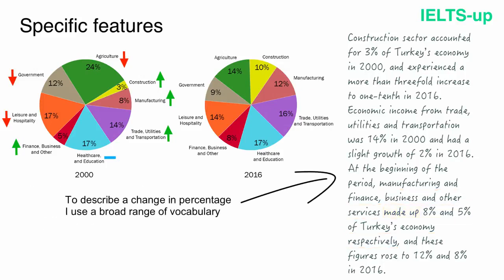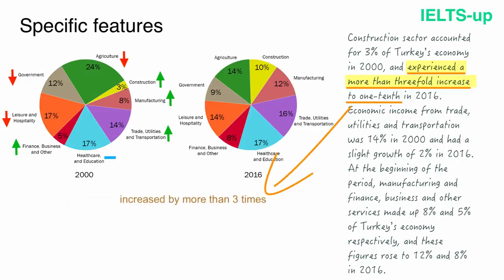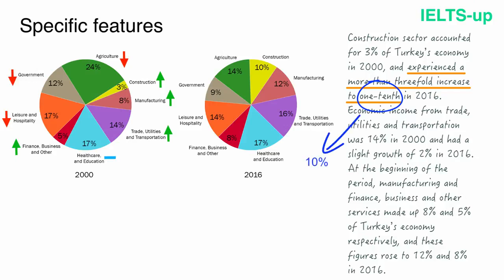To describe a change in percentage, I also use a broad range of vocabulary. Had a slight growth of 2%. These figures rose to 12% and 8%. Experienced a more than threefold increase to one-tenth. Here, experienced a more than threefold increase is a synonym of increased by more than 3 times or more than tripled. And one-tenth is a nice expression to say 10%.